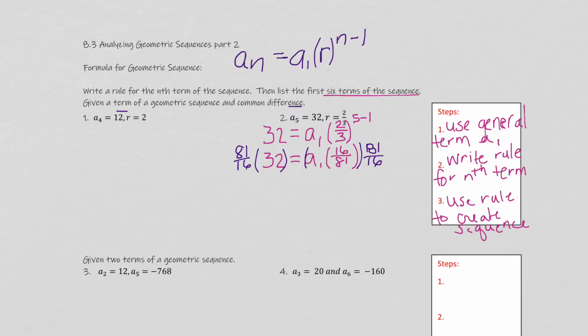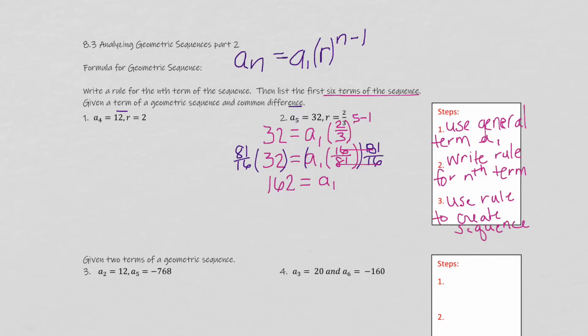And then over here, 81/16 times 32, I'm going to come up with 162, and you can do all that on your calculator. Over here, these two cancel out, and I get a sub 1. So my first term is going to be 162.